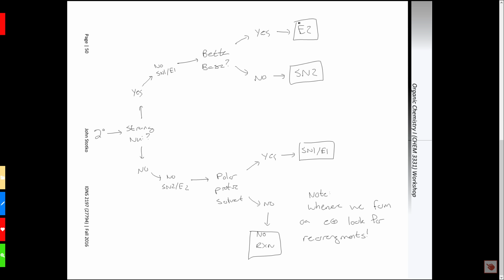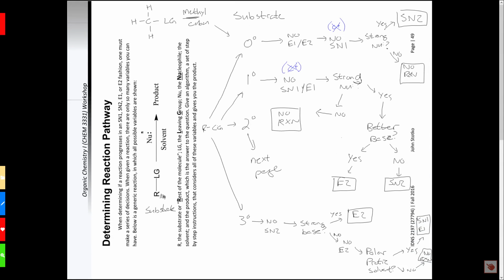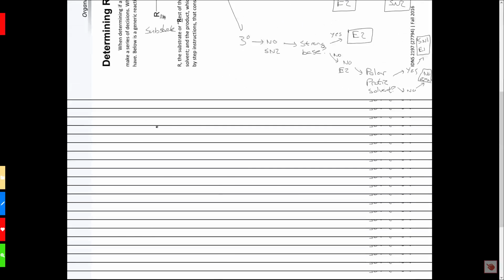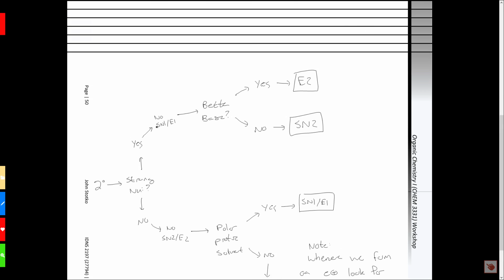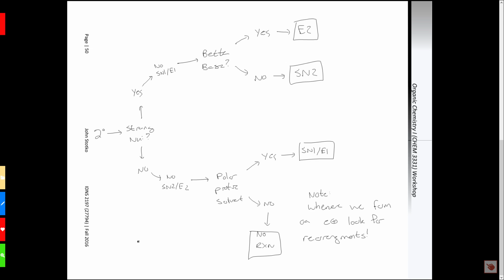Let me try to scroll through this. Yeah, and of course, whenever you do an elimination reaction, let me draw this on the other page. Oh, look at those graphical errors at the top. And then another note right here for elimination.